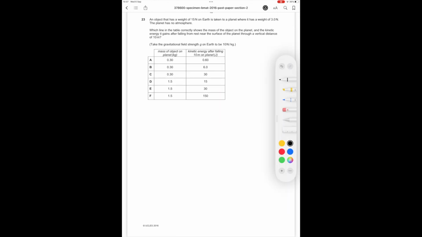Question number 23. An object that has a weight of 15 newtons on Earth is taken to a planet where it has a weight of 3 newtons. The planet has no atmosphere. Which line on the table correctly shows the mass of the object on the planet and the kinetic energy it gains after falling from rest near the surface of the planet through a vertical distance of 10 meters? Take g on Earth to be 10 newtons per kilogram.